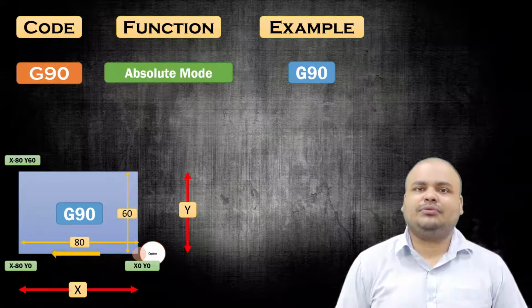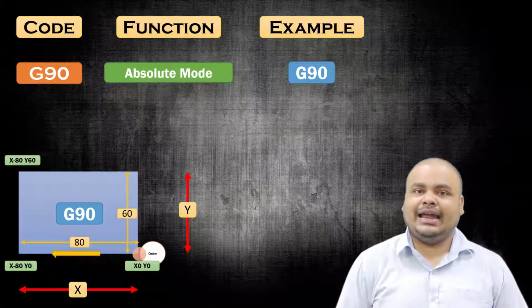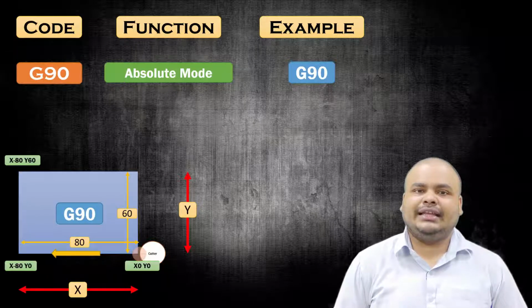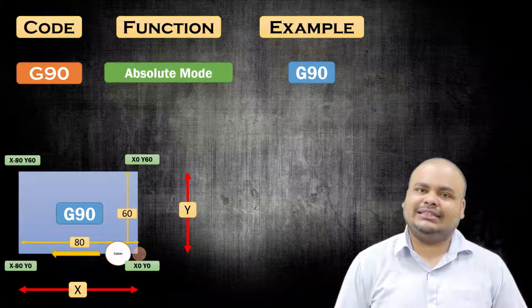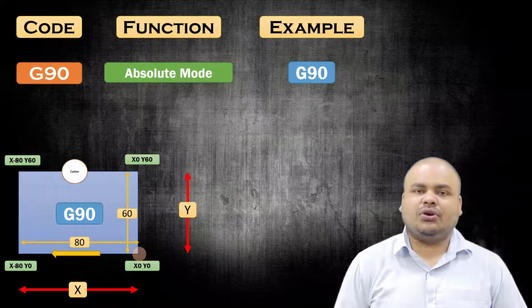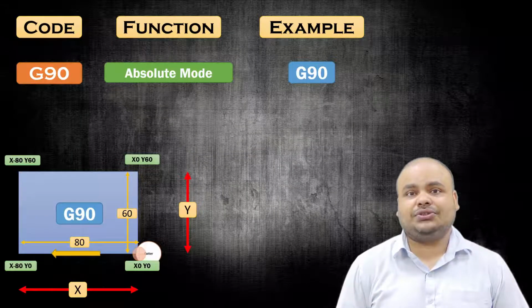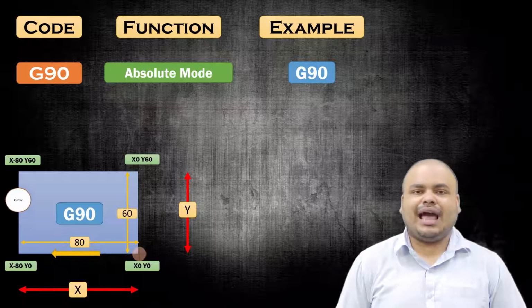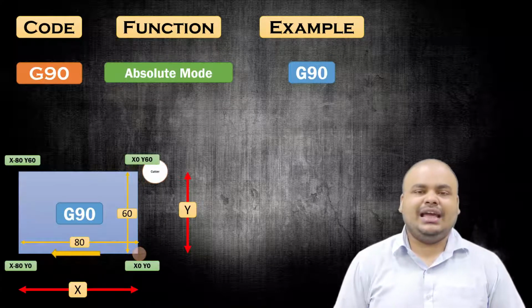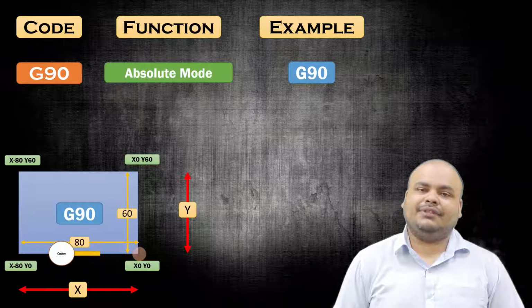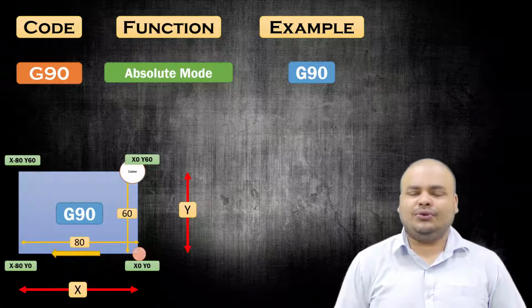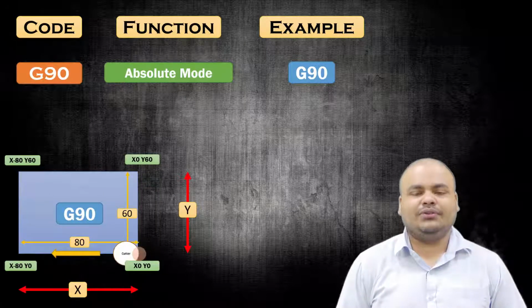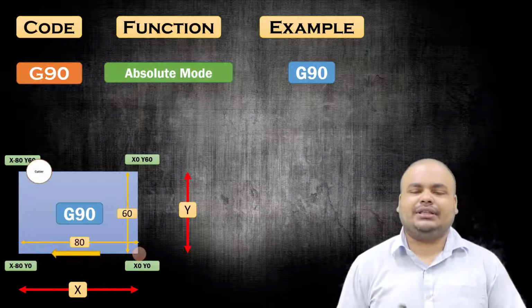Next, when it is moving towards the right-hand side again, what coordinate will we get? That is x0 and y60. And if it comes back to its origin position, it will be x0 and y0. So here the origin position is fixed, and as per that we can give the coordinate values which the cutter will follow, and it will move accordingly, as shown in the slide.